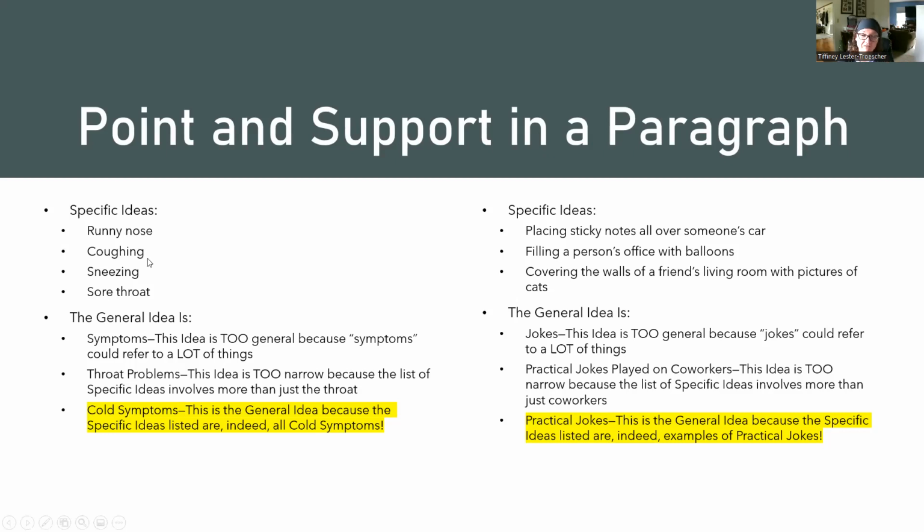Runny nose, sneezing, coughing is kind of throat, but runny nose and sneezing don't really fit under that main focused idea of throat problems. So that's too narrow. So really, what these ideas are examples of are cold symptoms. Cold symptoms is the general idea of this paragraph. So our first sentence of our paragraph, our topic sentence, would somehow mention cold symptoms. And then the rest of the paragraph would talk about these types of cold symptoms: runny nose, coughing, sneezing, sore throat, right?